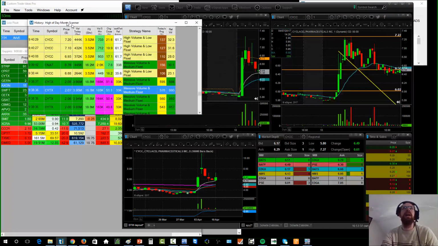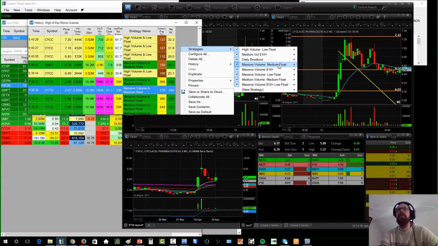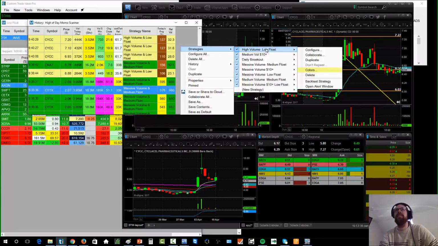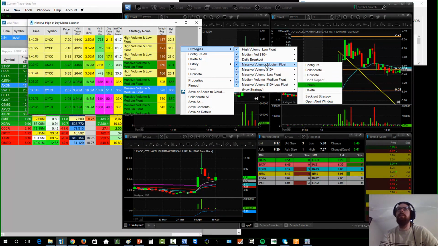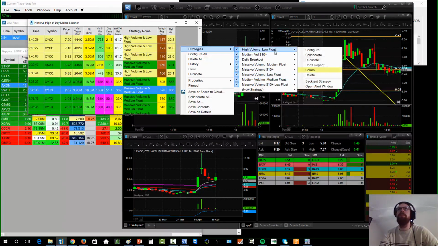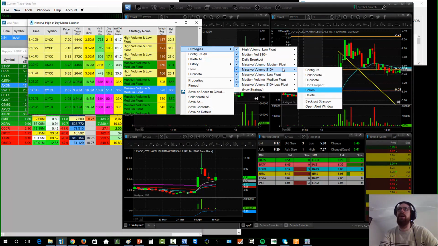All right, so the way I've broken down this scanner is, again, the strategies that are priority, massive volume and low float, bright yellow. High volume with low float is a lighter shade of yellow, and then the others are green until we get to daily breakout, which is purple, and stocks above $10 are blue, because I don't usually trade them, but if something shows up, I'll take a look at it.